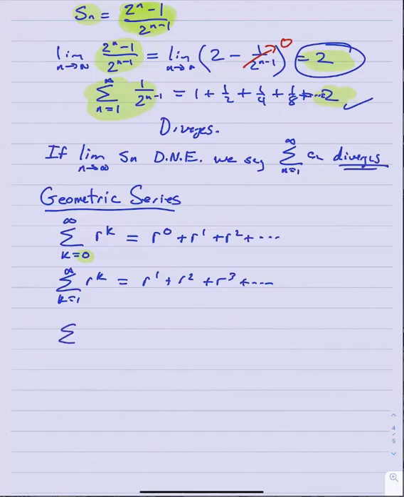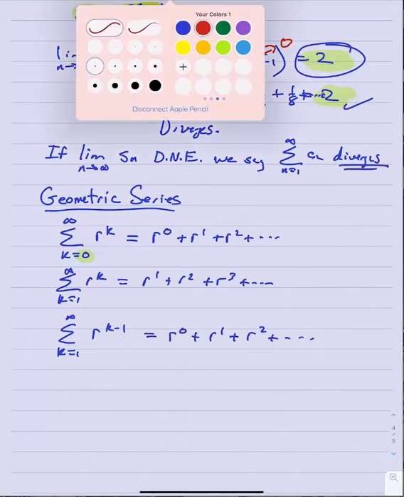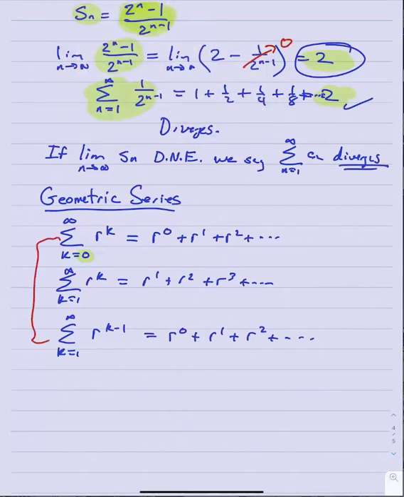What if we had k equals 1 to infinity of r to the k minus 1? Well, when k is 1, that would be r to the 0. When k is 2, that would be r to the 1st. When k is 3, that would be r squared, and so on. So you can see, actually, these two series are the same thing.